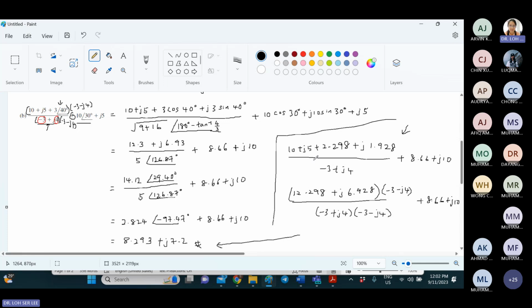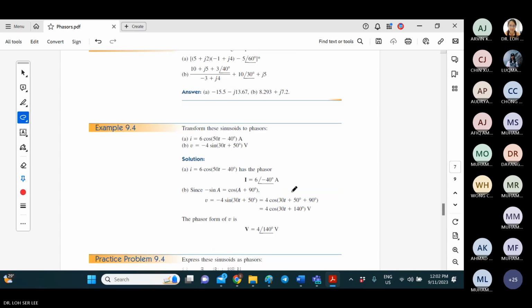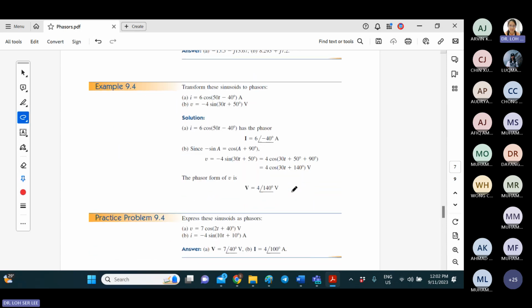So this is exercise A and B. Now we're back to this. We want to see how to transform the sinusoids into phasors. Now look at here. Everyone look at the screen.